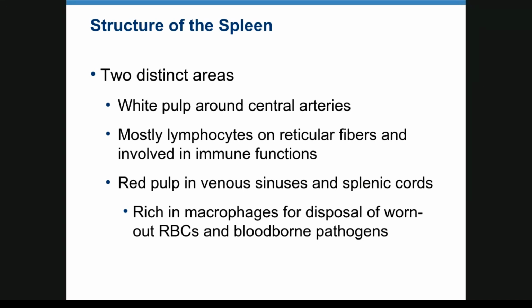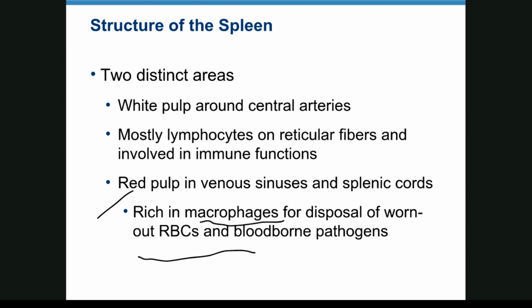It has two distinct areas: white pulp around central arteries, and it's white pulp because it has white blood cells, specifically a lot of lymphocytes. And then you have red pulp in the venous sinuses and splenic cords, and it's red because it has old red blood cells and pathogens that are being destroyed by macrophages.